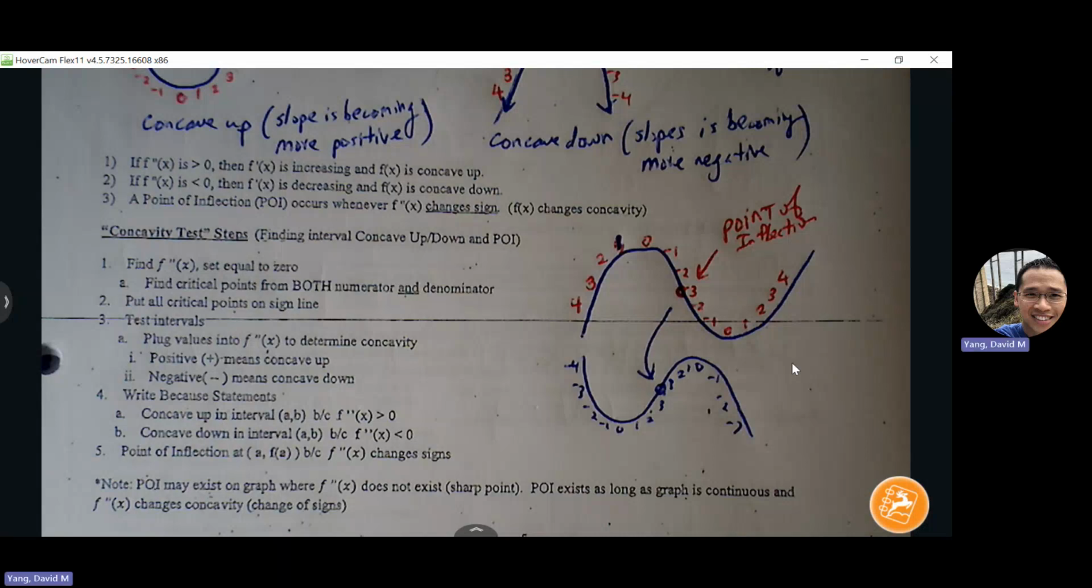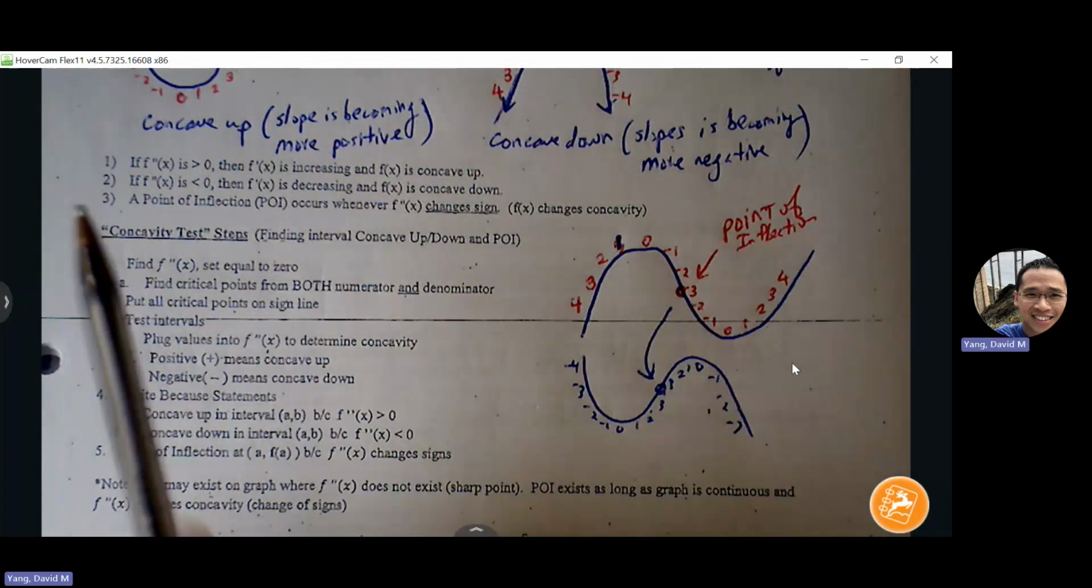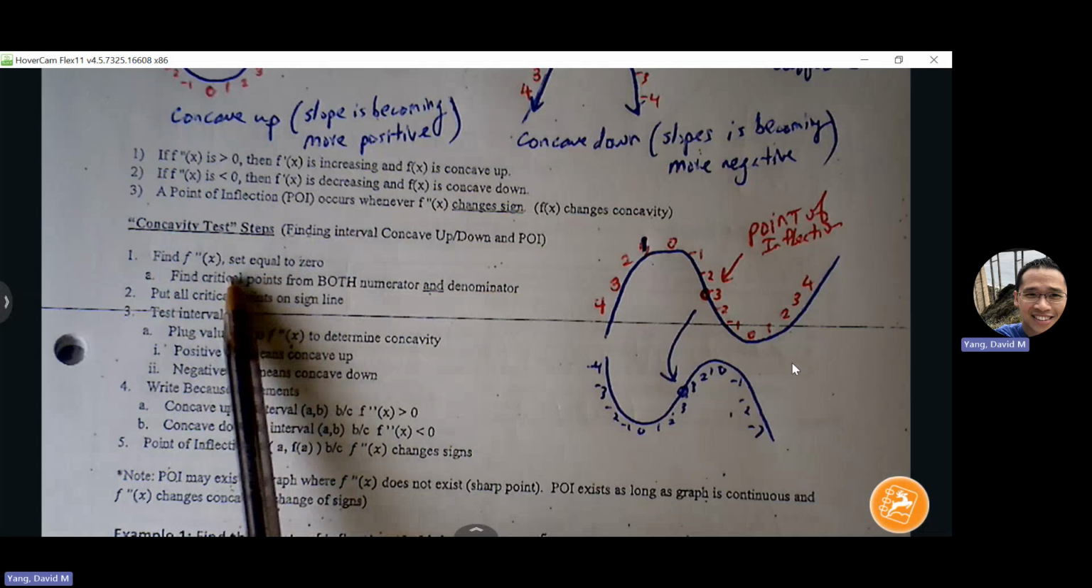So that's what we're trying to do with this test for concavity. We're trying to determine in which intervals the graph is going to behave in these certain shapes, and where there are going to be these points of inflection. Okay, so this is what we're going to do. We're going to pretty much repeat the same steps that we did with the first derivative test, but we're doing everything at the second derivative level.